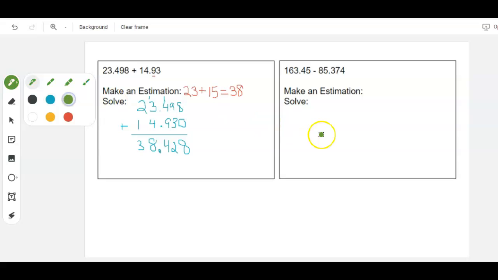Okay, same thing over here. Pause it, try it out. In this case, I'm going to do 163 minus 85. Okay, and I might have to do this over to the side just to make sure. Okay, you might have picked 160 to make it easier on yourself. Okay, everyone estimates a little bit different, just depending on their comfort with the numbers. Okay, it is 78.